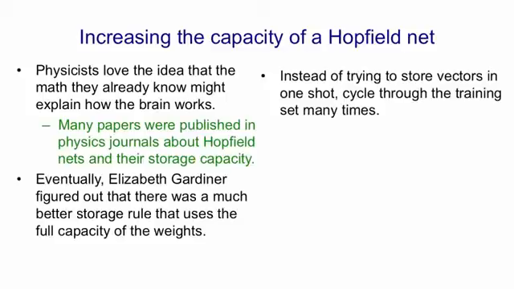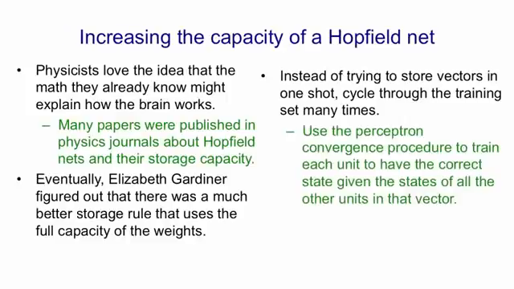Instead of trying to store vectors in one go, what we're going to do is cycle through the training set many times. So we lose our nice online property that you only have to go through the data once, but in return we're going to gain more efficient storage. What we're going to do is use the perceptron convergence procedure to train each unit to have the correct state given the states of all the other units in that global vector that we want to store.